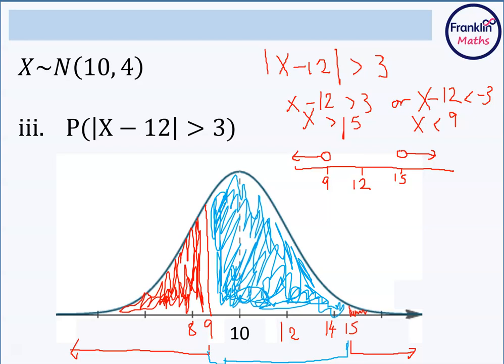So hopefully that's covered that, and then if you made a mistake in the first couple of questions, don't worry about it. Redo those now. Hopefully that's helped you out.